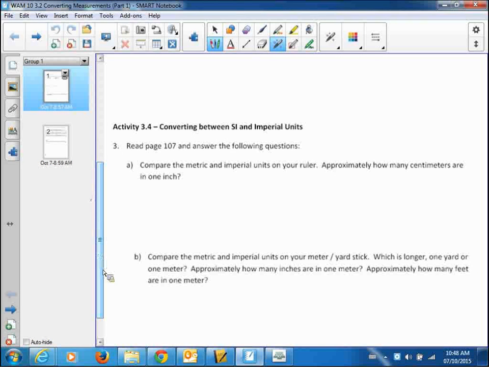Now, read page 107. You don't need to read page 107. On a ruler, and you can get one from me, look at inches and look at centimeters. And look there, make an approximation for how many inches, or how many centimeters in an inch.